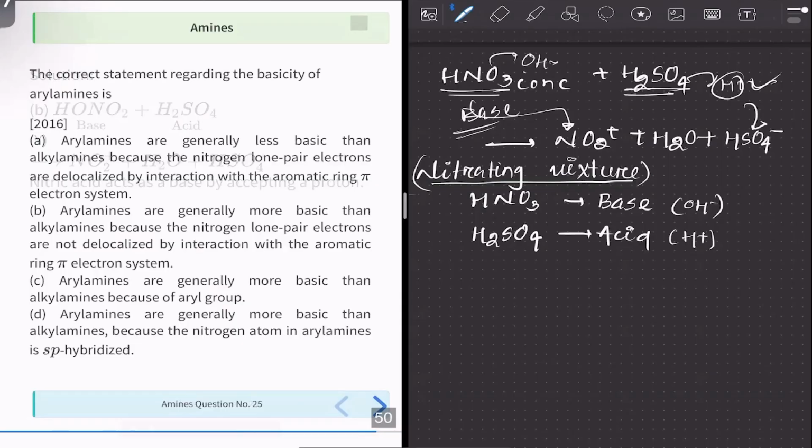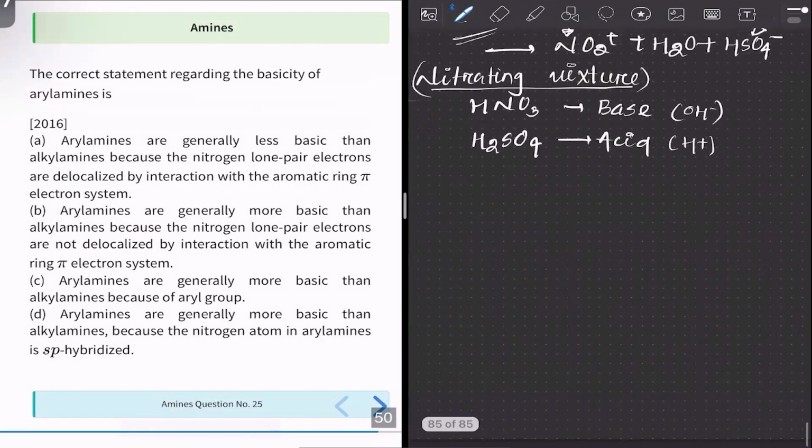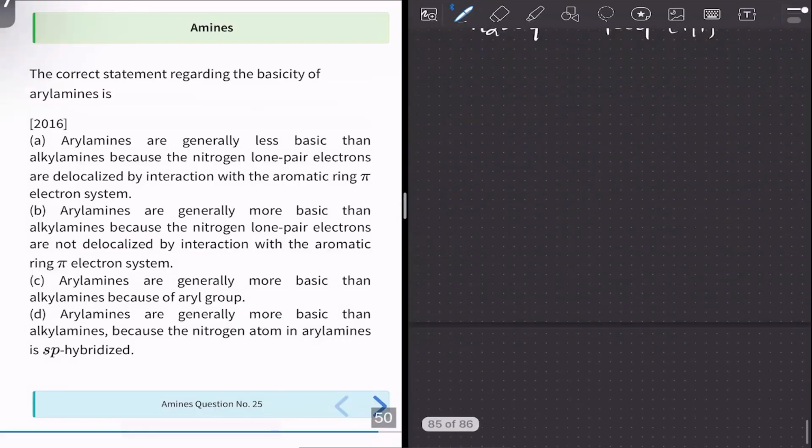The correct statement regarding the basicity of aryl amines. Okay, let's read the options. We have to find out the correct statement regarding the basicity of aryl amines. Aryl amines are generally less basic than alkyl amines because the nitrogen... Okay, up to this it is correct. Aryl amines are less basic than alkyl amines.